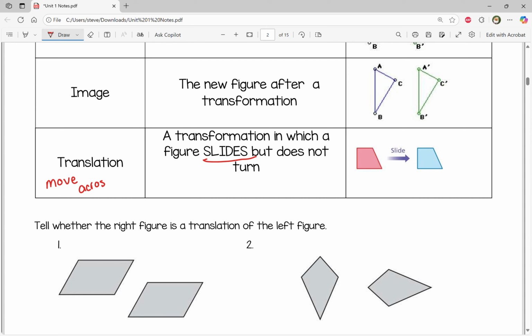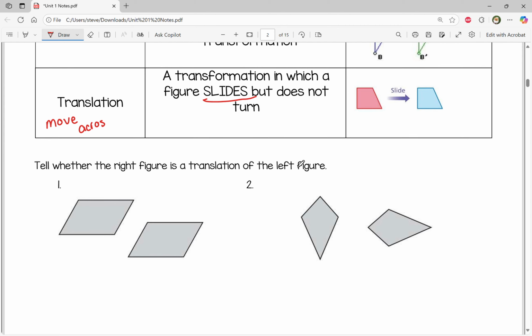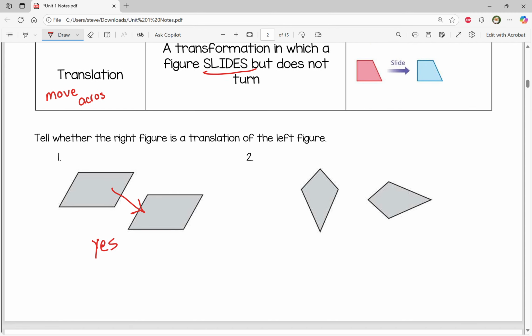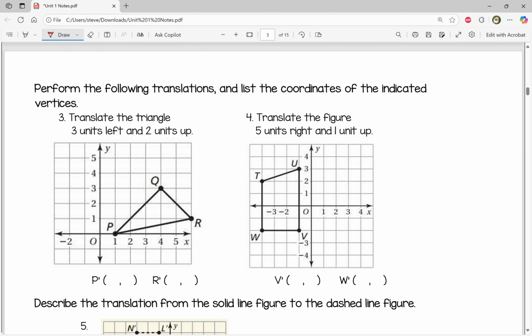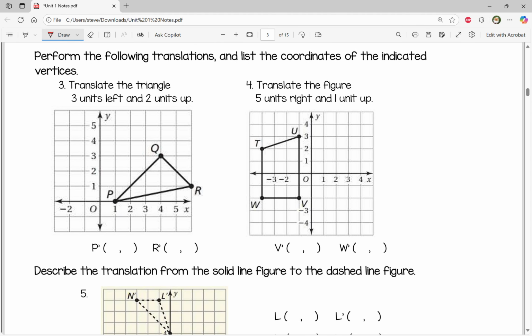So number 1 here, we're going to mark this as a translation because it's just changing the position of the original. Whereas number 2, we're seeing a bit of a turn, so that's something else. We'll learn that in a later lesson. To actually perform translations, it's pretty simple. We're simply going to follow the instructions.